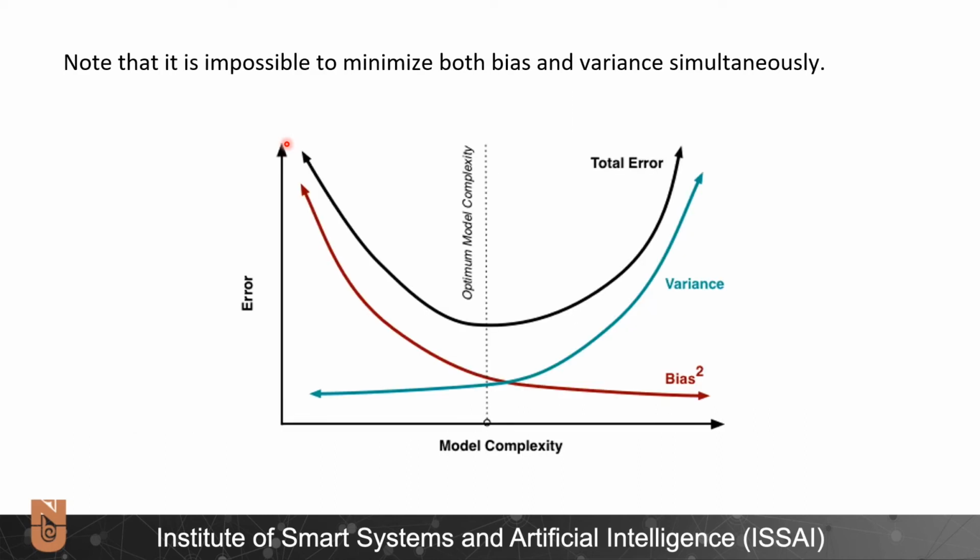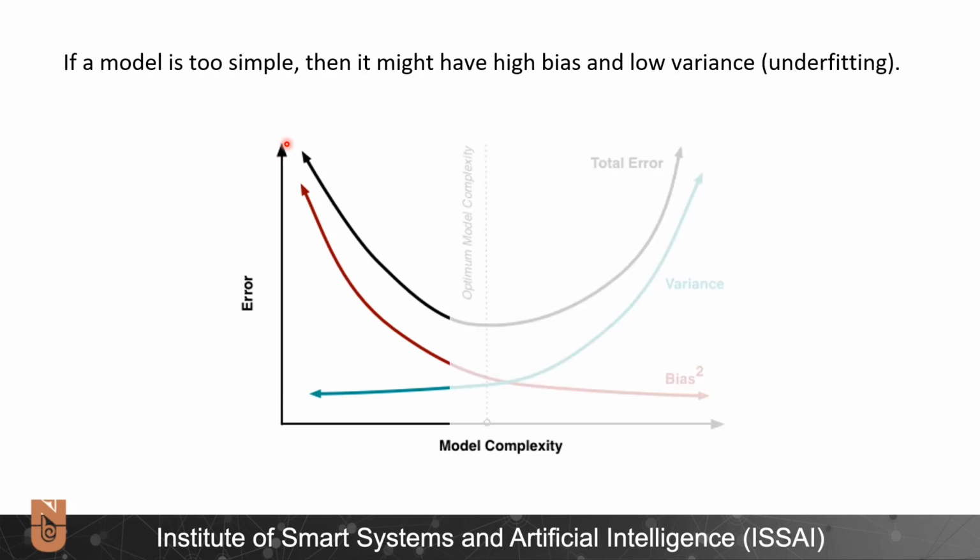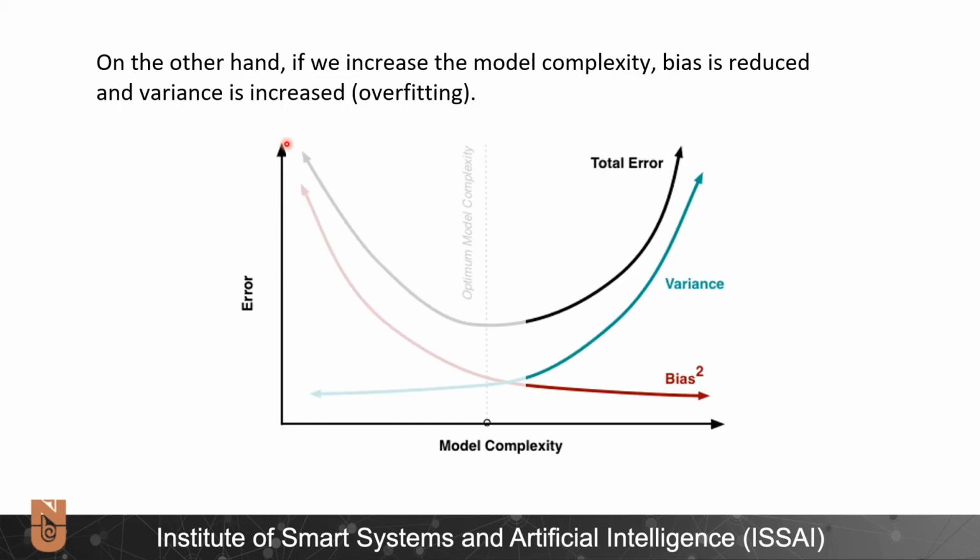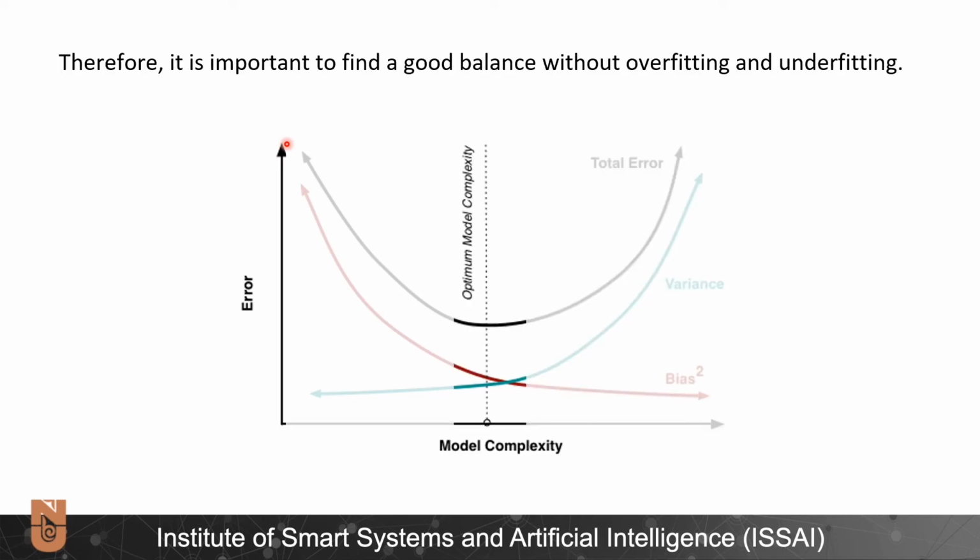Note that it's impossible to minimize both bias and variance simultaneously. If a model is too simple, then it might have high bias and low variance. On the other hand, if we increase the model complexity, bias is reduced and variance is increased. Therefore, it is important to find a good balance without overfitting and underfitting.